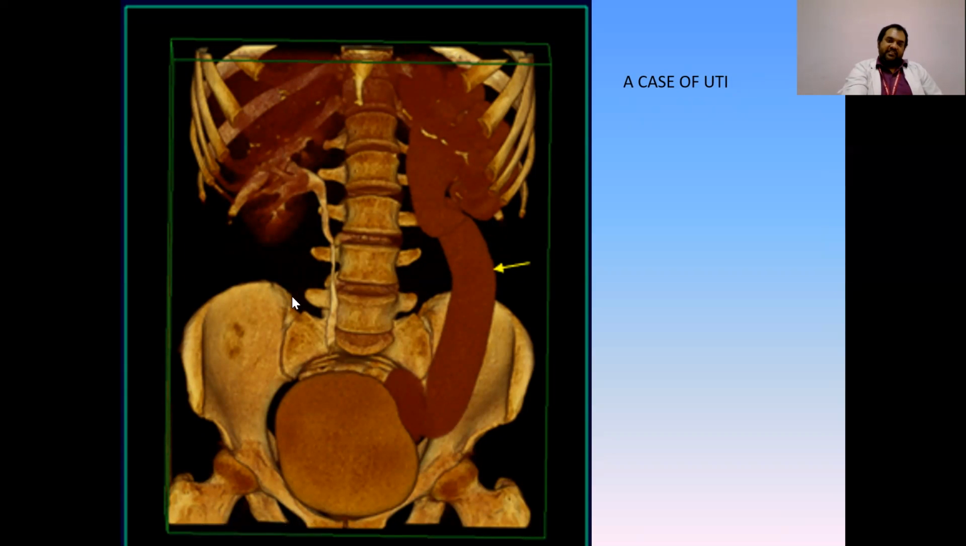We can see here that there is a dilated distal ureter, mid ureter, and proximal ureter with dilatation of the pelvicalyceal system, marked dilatation of the pelvicalyceal system, kidneys enlarged, and this is suggestive of grade 5 vesicoureteric reflux.